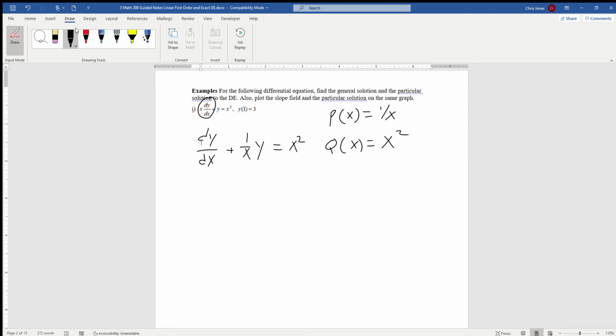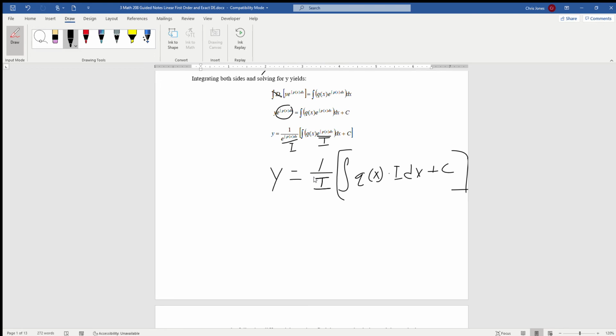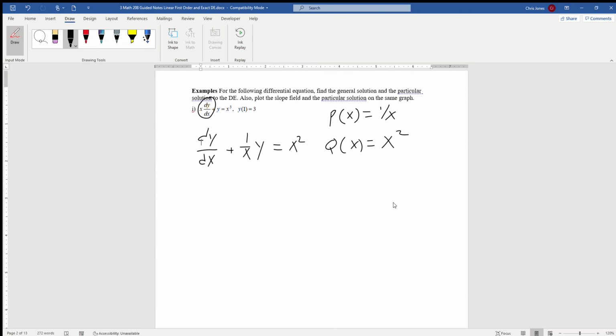Right. Now we're going to plug this into our formula. All the stuff that we did up here was just the derivation of the formula. It might be helpful for us to find what I is, so we could just substitute it immediately into the formula. Now remember, I is equal to e to the integral of p of x dx.